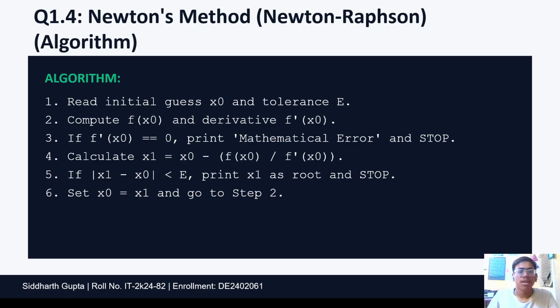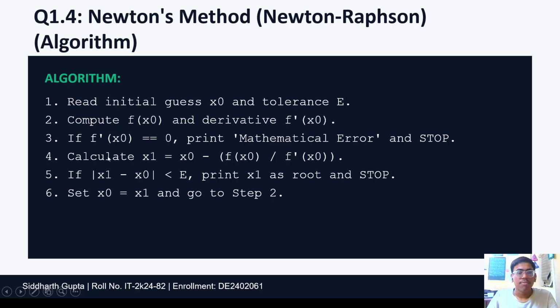The algorithm for the Newton-Raphson method is: again we will read the initial guess x0 and tolerance e. We will compute f(x0) and the derivative f dash of x0. The third step: if f dash of x0 is exactly equal to 0, we will print that there is a mathematical error and we will stop.